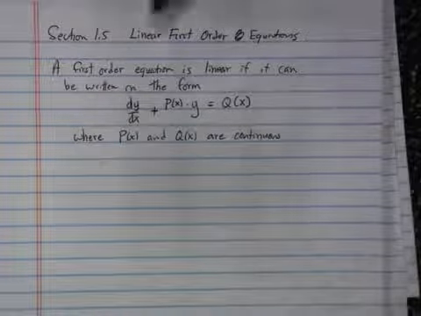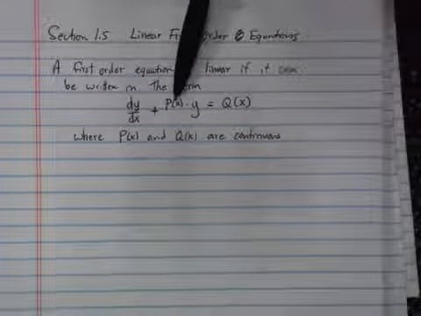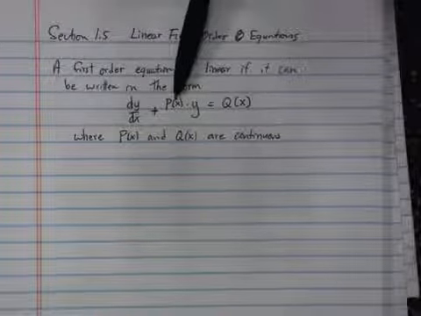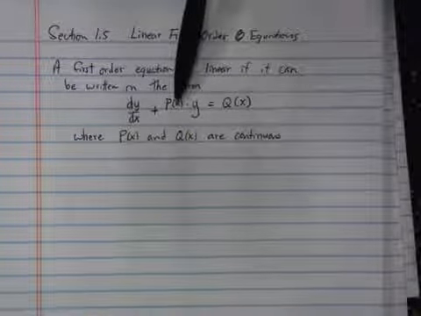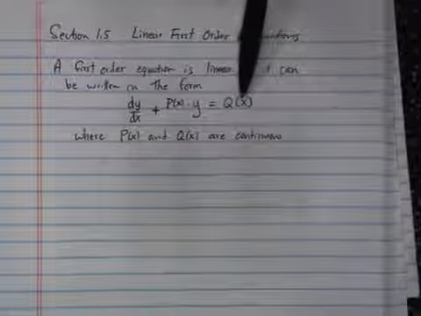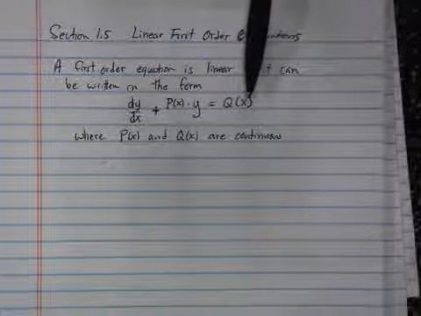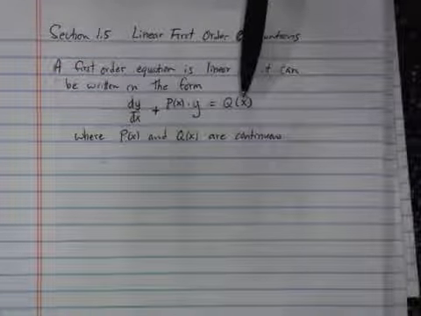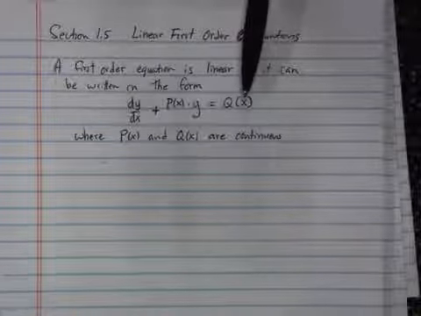Now this, what does p of x mean? Function with respect to x, correct. This function with respect to x could just be a constant, could just be the number 5. And the same with this q of x. They won't always have x's in them. We would accept it if they just had constants. Okay?